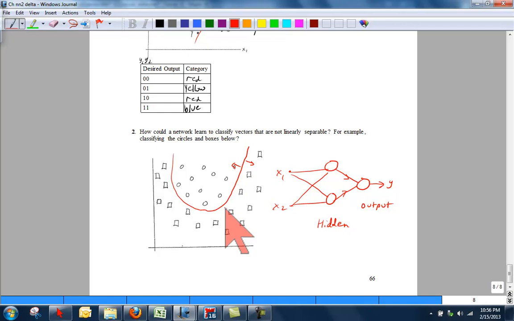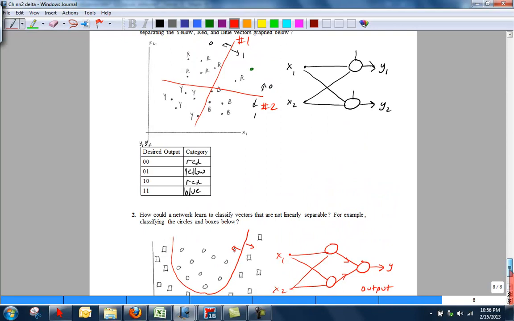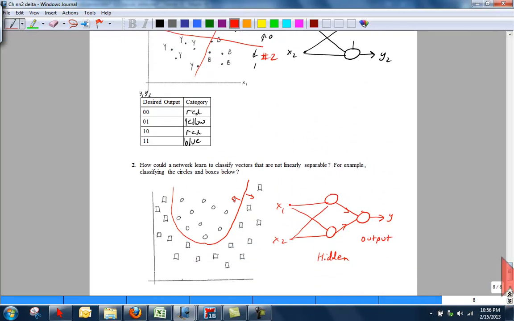So bottom line for both of these, if you have a bigger problem, then you need a more powerful brain. You need more neurons. All right, I think that finishes what I have today. So we'll pick up again on Monday with this.